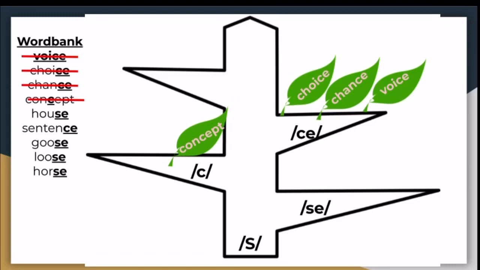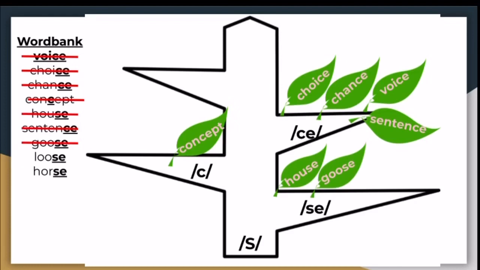Where does the word house fit on our spelling tree? Ding, ding, ding. If you said S-E, you're correct. How about the word sentence? Where does that fit on our spelling tree? Ding, ding, ding. If you said CE, you're correct. How about the word goose? Ding, ding, ding. If you said SE, you're correct.